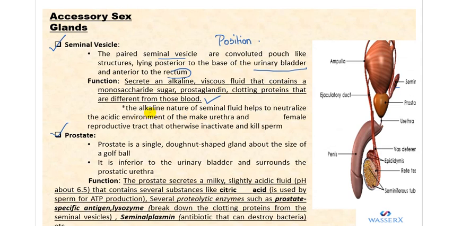Okay, the alkaline nature of seminal fluid helps to neutralize the acidic environment of the urethra and female reproductive tract that would otherwise inactivate and kill sperm. So basically, the seminal fluid which is released from the seminal vesicle is alkaline, and it helps in neutralizing the acidic environment of the female reproductive tract.